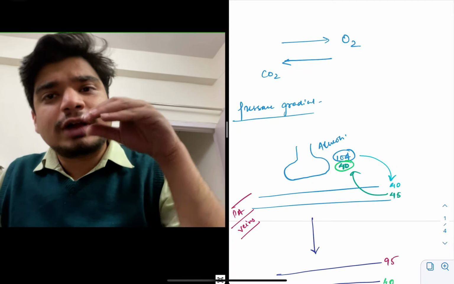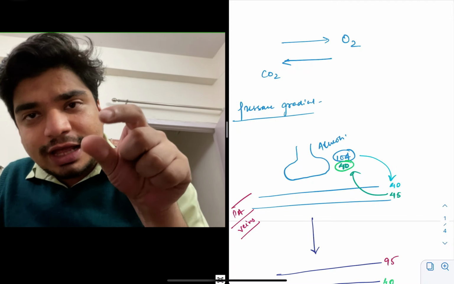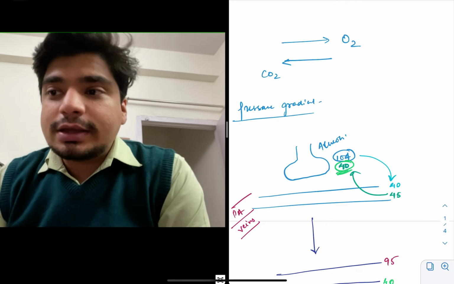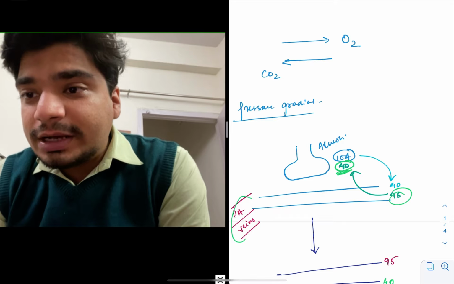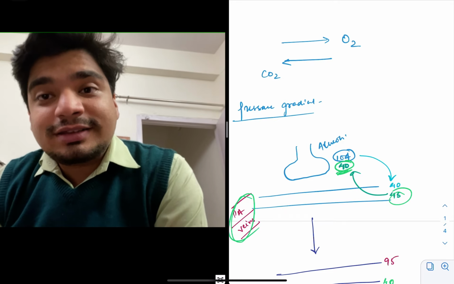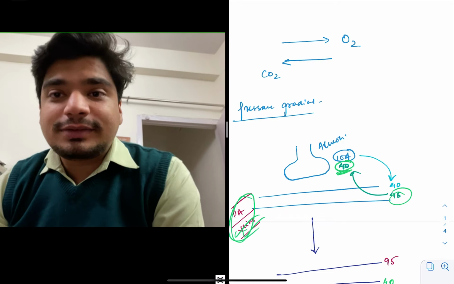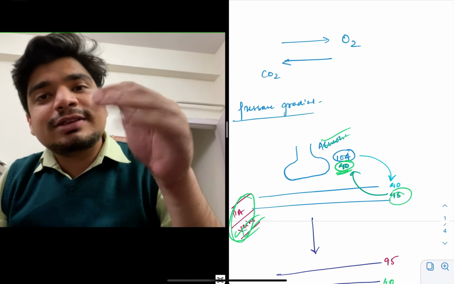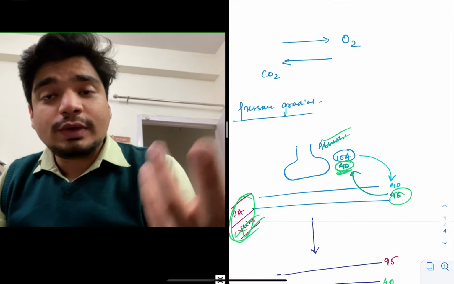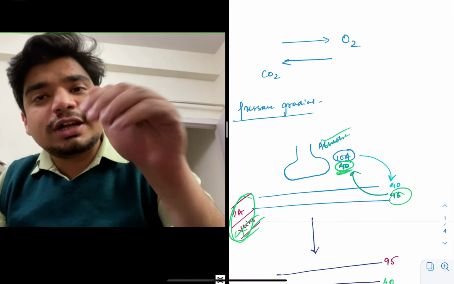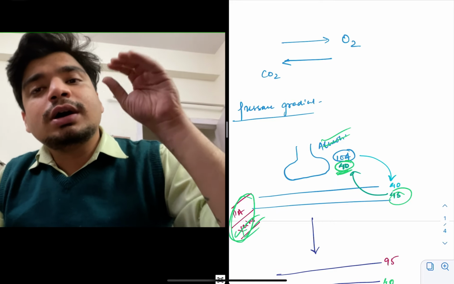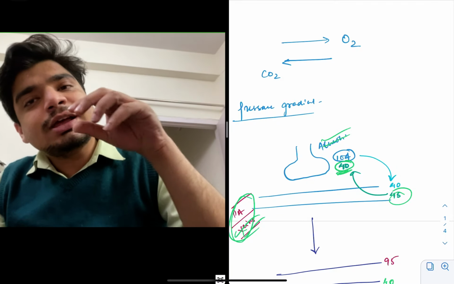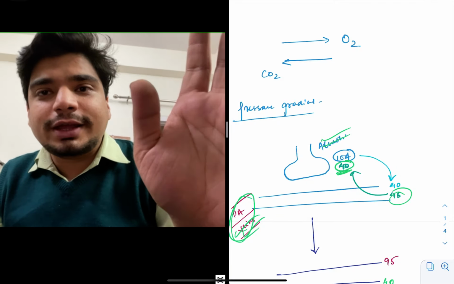So the partial pressure of carbon dioxide in the alveoli is 40. The one present in the pulmonary artery is 45. Where is it higher? It is higher in the pulmonary artery, and lower in the alveoli. So the carbon dioxide will move out of the pulmonary artery, that is the systemic circulation, into the alveoli.